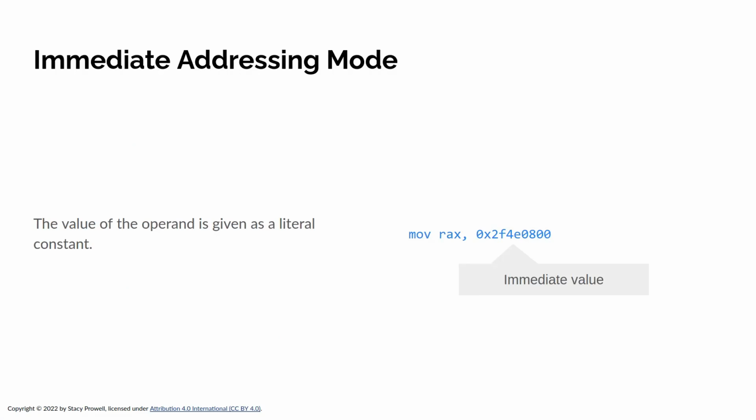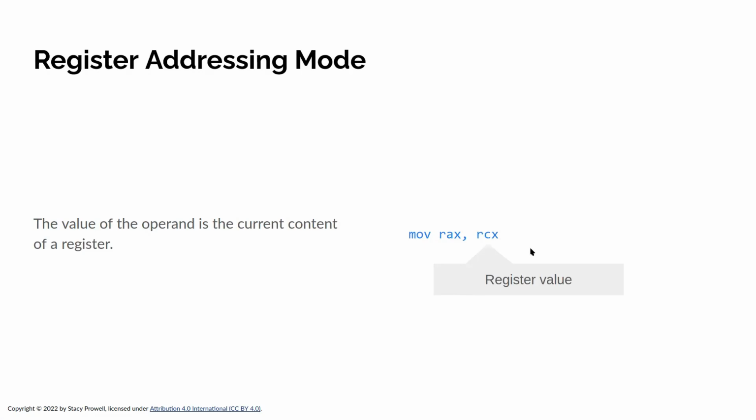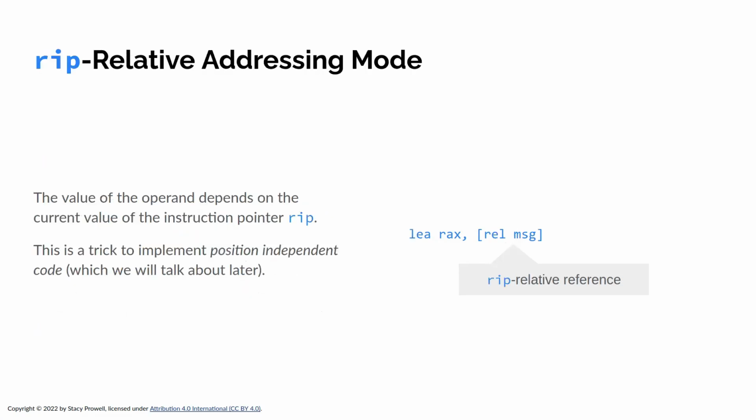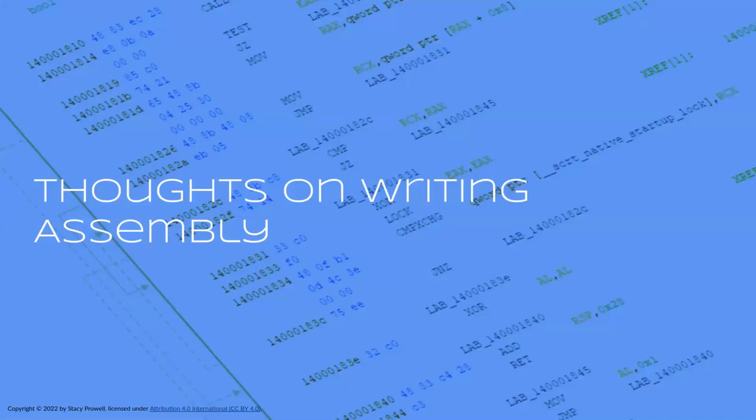Here's an example of an immediate addressing mode for an operand, just a number, in this case in hexadecimal. Here is a register. Here's a memory reference. I take the address in RDX and I add 16 to it. And then go get the contents of memory at that address. Here's the RIP relative. I take the address of message with respect to the instruction pointer, and I go get the contents of that. So that's how that works.